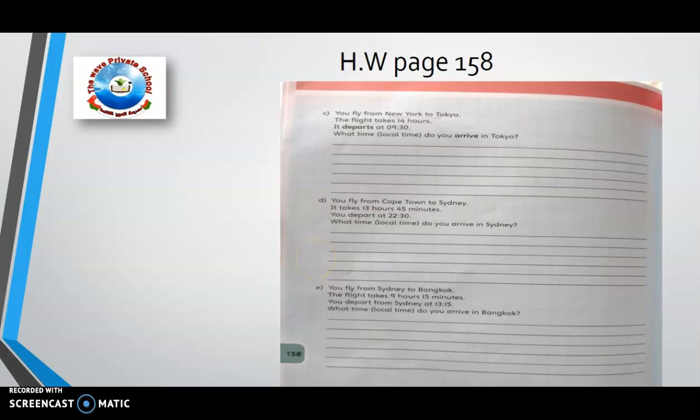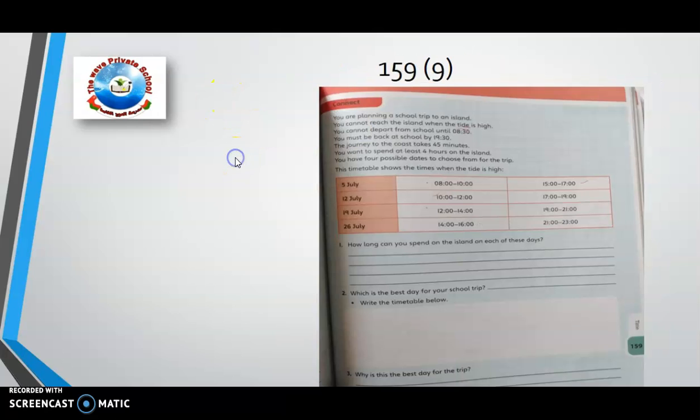You fly from New York to Tokyo. The flight takes 14 hours. The departure time is 9:30. It means at 9:30 you left from New York and you have to go to Tokyo. The flight takes 14 hours. At which time will you arrive in Tokyo according to your local time, the time in Oman? You have to search and then write.